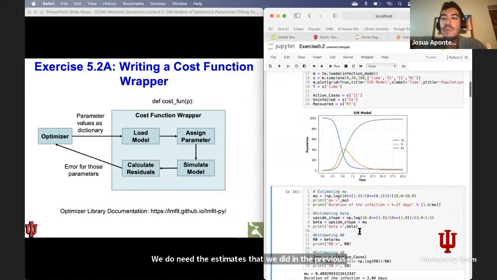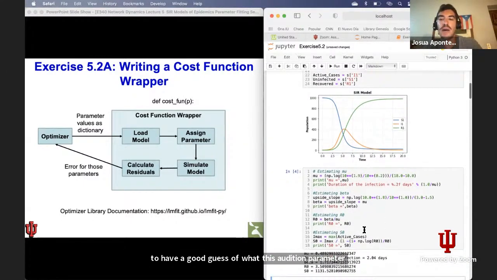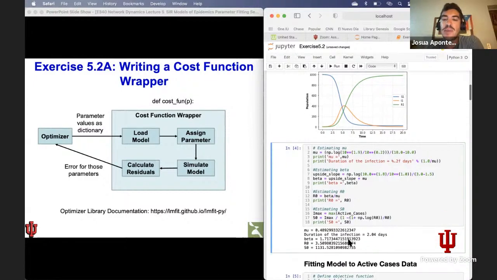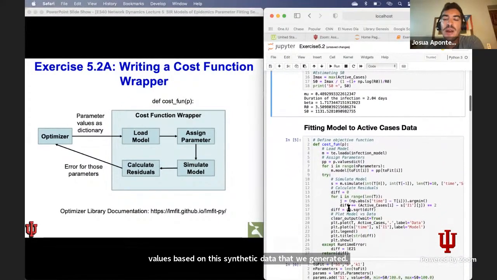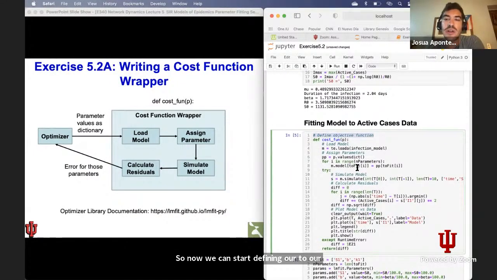We do need the estimates that we did in the previous part, because depending on the optimizer that we're using, we might need to have a good guess of what these original parameter values are. So I basically summarized all of the steps that we did in the previous exercise in this cell. It gives me all of the estimates of the parameter values based on the synthetic data that we generated. So now we can start defining our objective, or cost function, right?